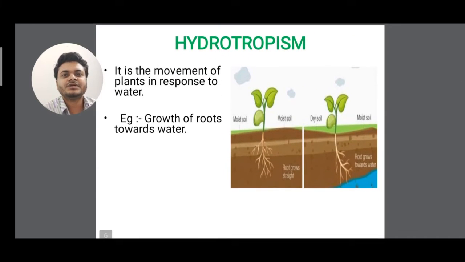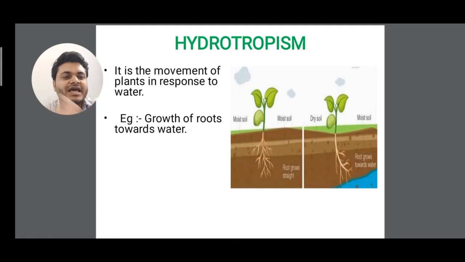Next, hydrotropism. The word hydro means water. So it is the movement of plants in response to water. Clear? An example is the growth of roots towards water. You can see here two figures are given. First, you see the plant is there, shoot and root is there, no water is there, so the root grows straight.